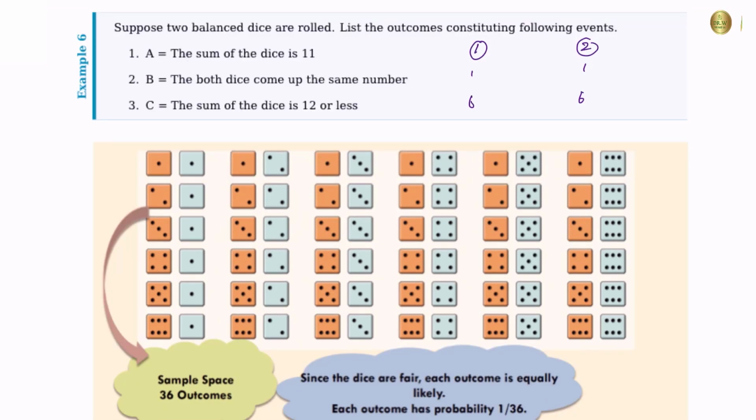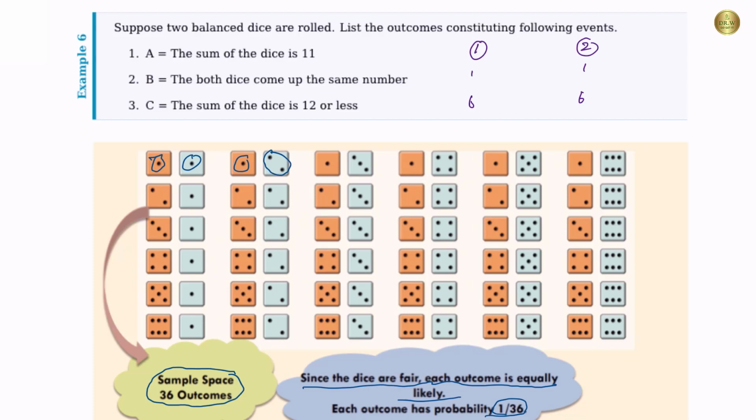So let me show you using a graph. You see here first one 1 and second one also 1. First one 1, second one 2. Similarly, we can think about 36 elements, right? 36 possible outcomes. So, the sample space has 36 outcomes. Since the dice are fair, each outcome is equally likely. So, what is the probability? Each outcome has probability 1 over 36.